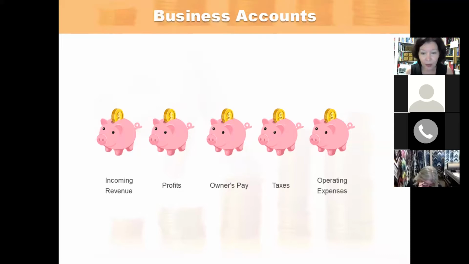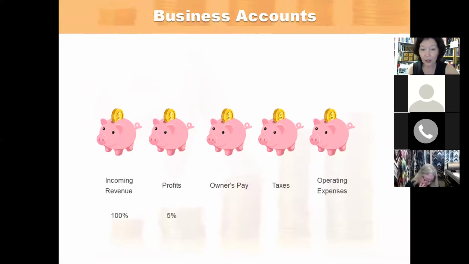And then the last one will be for operating expenses. And so this is also going to be the other checking account, because this is where the money is going to get paid out of. Do not pay your bills out of your incoming revenue account. Pay it out of your operating expenses. So 100% of the revenue is going into your incoming revenue.